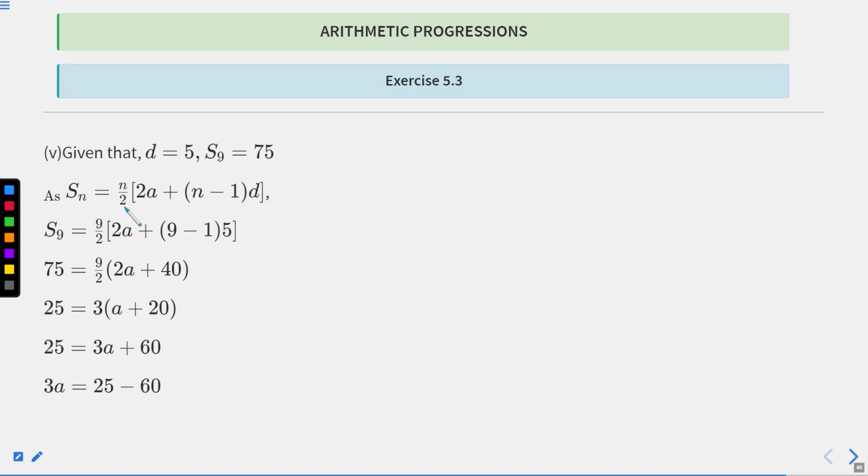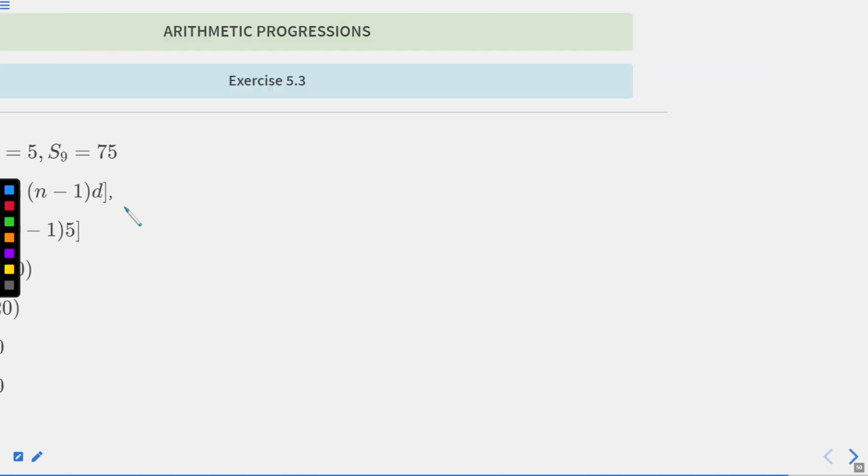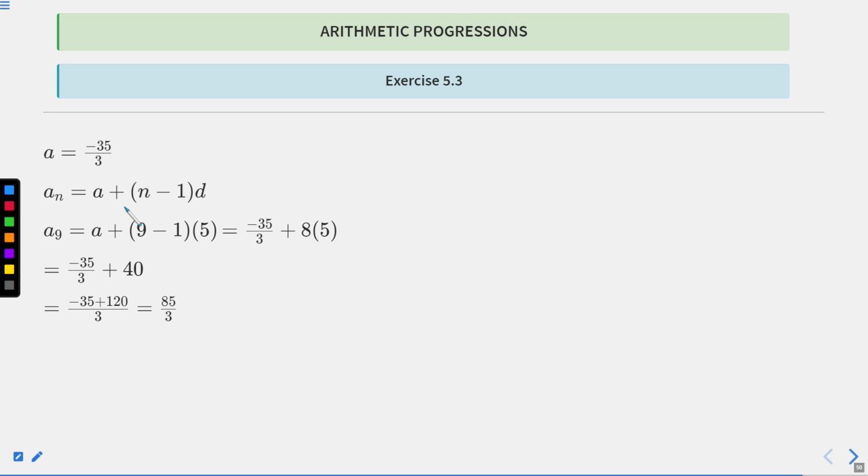And for the fifth one, we are given that the value of D is equal to 5 and S9 is equal to 75, and here we need to find the first term A. Okay, so we know that Sn is equal to n by 2 times (2A plus (n minus 1) times D). Okay, and S9 is equal to 9 by 2 times (2A plus (9 minus 1) times 5). Okay, and it implies 75 is equal to 9 by 2 times (2A plus 40), and we simplify this, then ultimately we get 3A is equal to 25 minus 60, that is 3A is equal to minus 35, that is A is equal to minus 35 by 3.